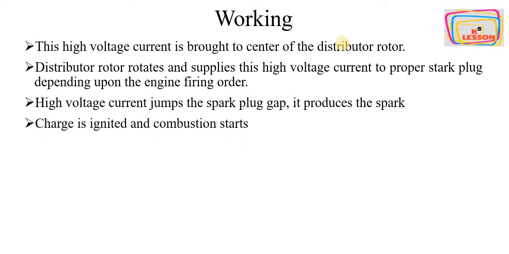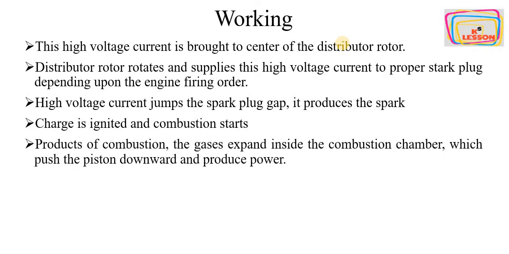The charge is ignited due to the spark produced at the spark plug, and the combustion inside the combustion chamber starts. And the product of combustion, the gases, expand inside the combustion chamber or engine cylinder, which push the piston downward, and the downward motion of the piston produces power at the crankshaft. This is all about the components and working of magneto ignition system.